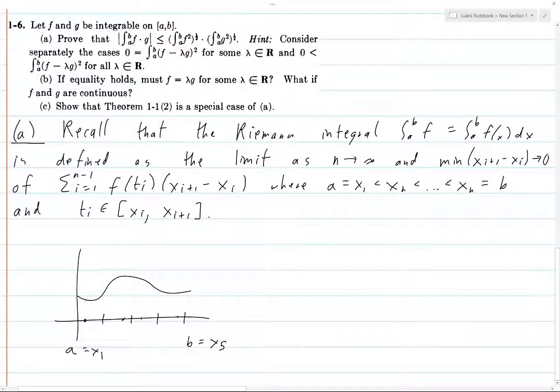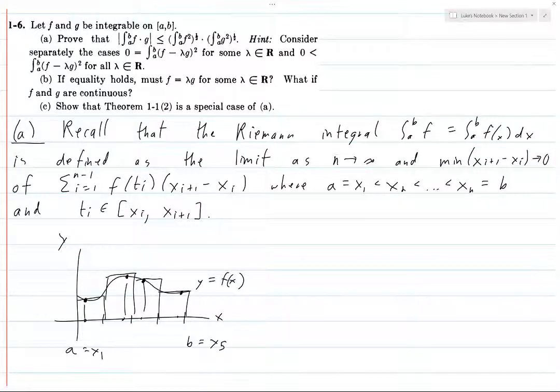You see where it, so this is x, this is y, and this is y equals f of x. And you choose this point, and then you choose this point. You basically take the image of each of these points, and then you sort of make a box. And then what this sum does is the sum just finds the area of these boxes.